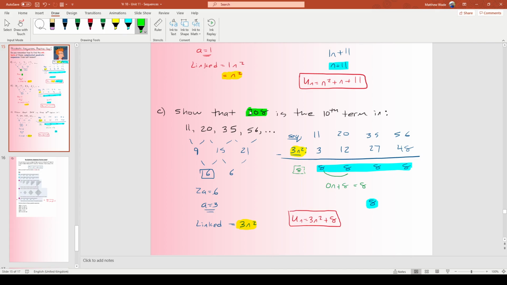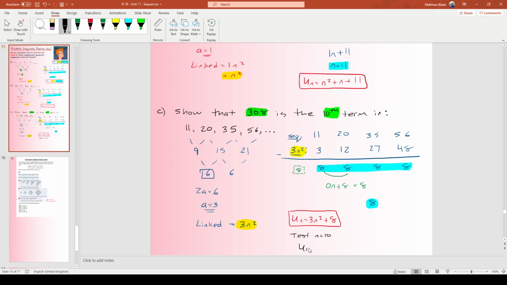Show that 308 is the 10th term. Well, let's test it. All you got to do is test 10. So, I get a different color, let's get black. Okay, so here you go. Test n equals 10. Well, if you did that, here's what you get.